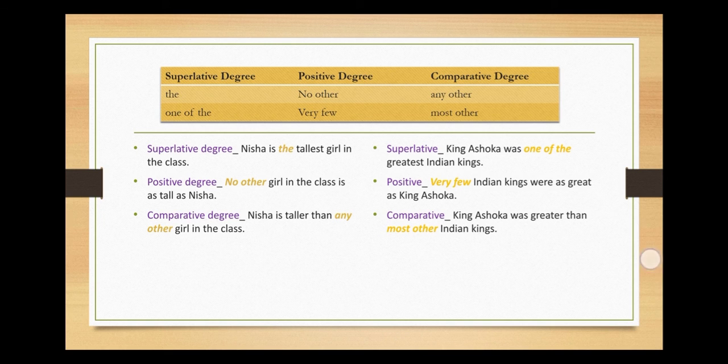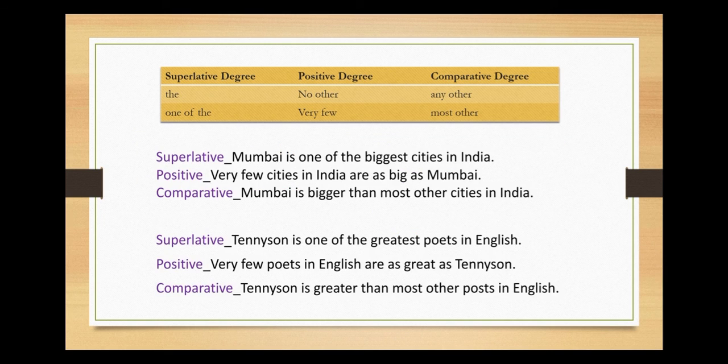Let's see some more examples. Mumbai is one of the biggest cities in India. Here we find "one of the" in the given sentence. So in positive degree, we will start with "very few". Very few cities in India are as big as Mumbai. And in comparative degree, Mumbai is bigger than most other cities in India. So "very few" and "most other". This is because the sentence is of "one of the".